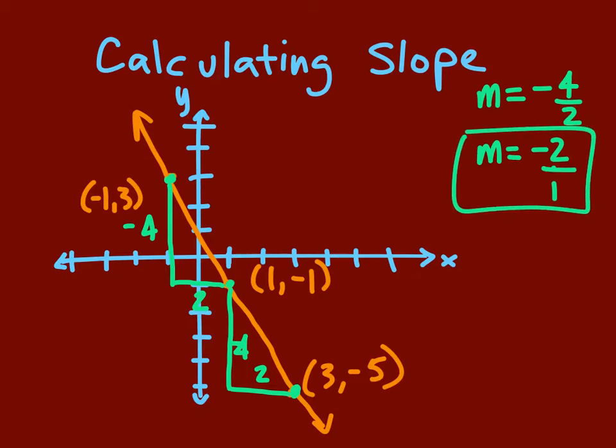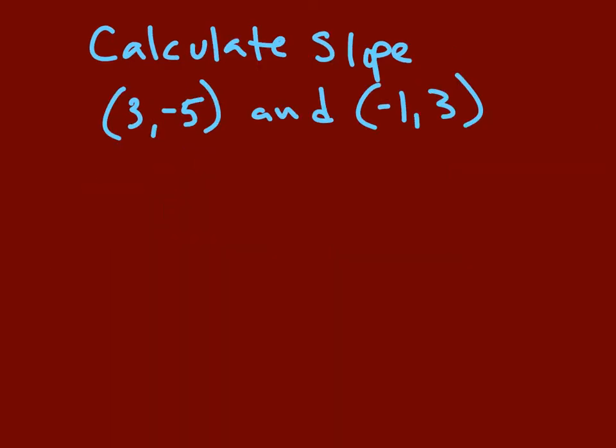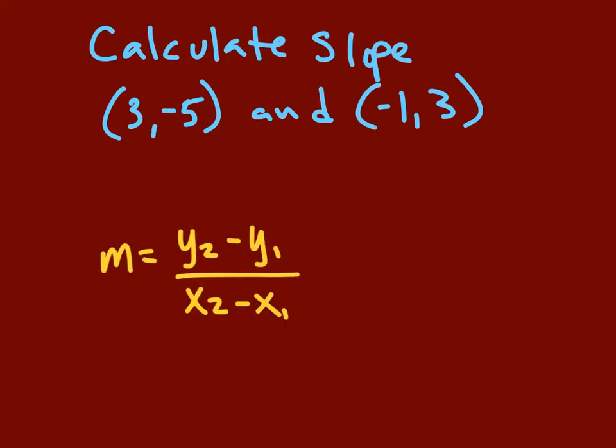Okay, let's use the formula for this. So in this case, if I want to calculate the slope between these 2 points, what I want to do is use my formula. And that formula is m equals y sub 2 minus y sub 1 over x sub 2 minus x sub 1. Now what I want to do is label my points. This is x sub 1, y sub 1, x sub 2, y sub 2. And I'm going to just plug these into the formula.